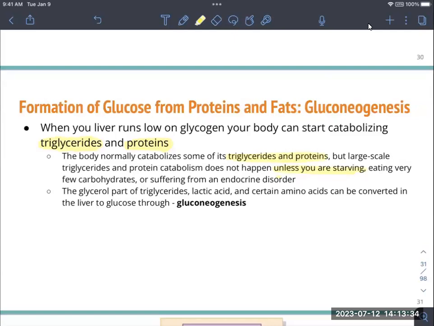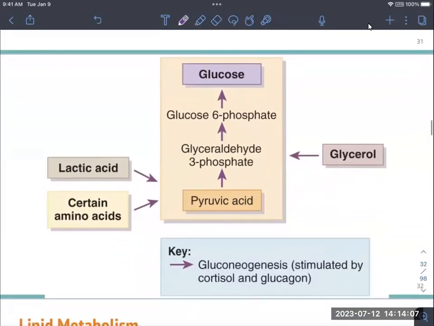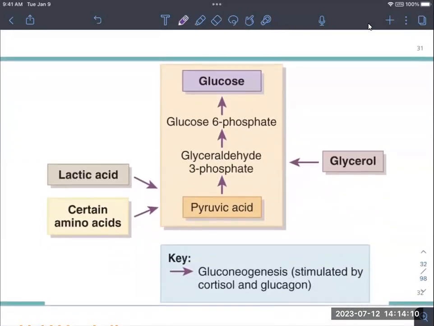So what happens is this glycerol, part of the triglycerides, lactic acid, and amino acids can be converted to glucose in the liver through what is known as gluconeogenesis. Gluco, glucose, neo, new, genesis, forming new glucose. And as this happens, we can take that pyruvic acid, we add glycerol, we can add certain amino acids, or we can add lactic acid and convert it back into glucose to make energy.